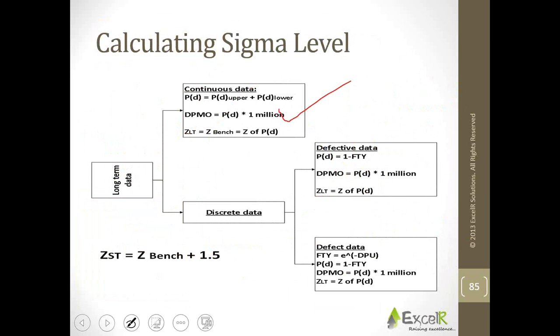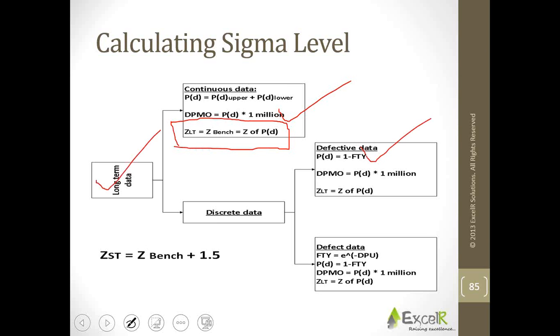Once you get this DPMO, you can also get your ZLT. ZLT is nothing but Z value of probability. That's it. This is if you have long-term data. Once we do exercises, things will become clear. Until then, you can just remember these things.